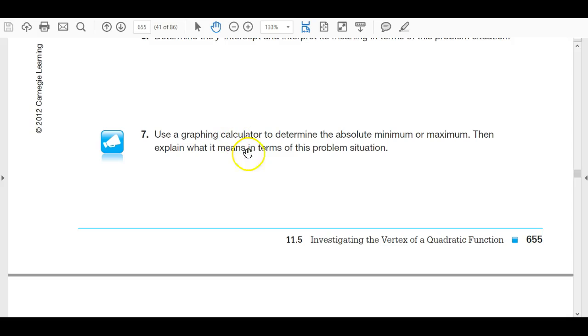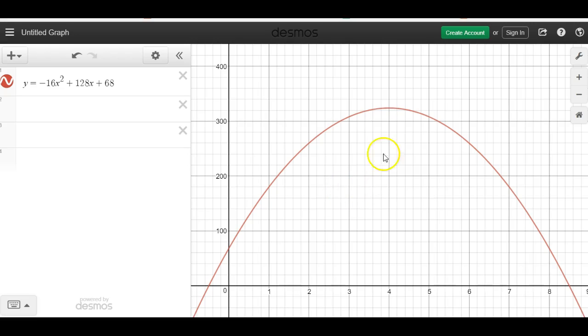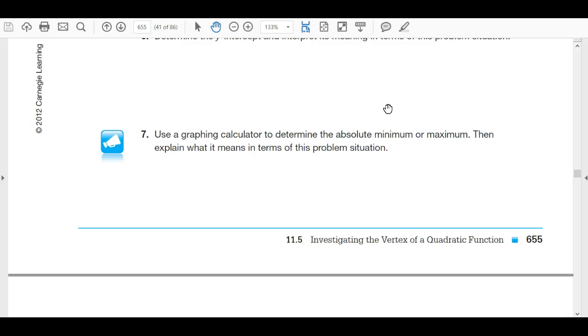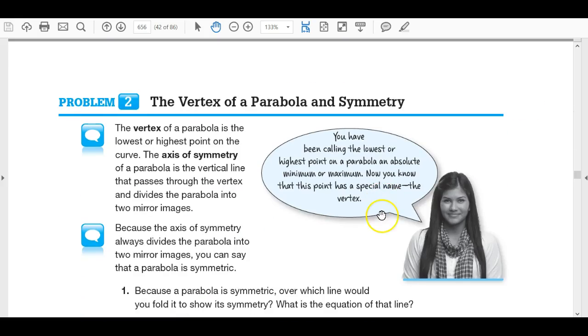And then, determine with the graphing calculator the absolute minimum or maximum. In this case, it's a maximum. Explain what it means. So the absolute maximum we found was right here at 4, 324, which means 4 seconds after launch, it reached the highest point vertically. That pumpkin was 324 feet in the air. Man, that is very high, okay?